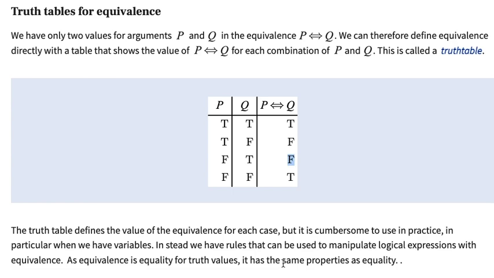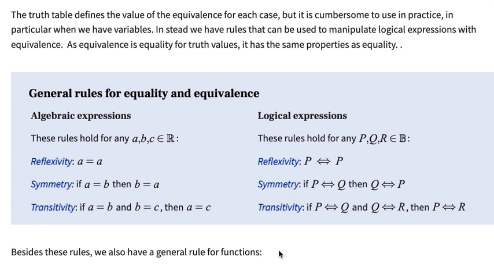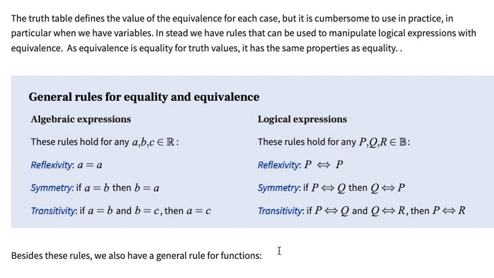Now the truth table does define the value of an equivalence for each possible combination, but it's cumbersome to use in practice, in particular if you have variables involved. So therefore, we often use basic algebraic rules to manipulate logical expressions with equivalence. As you can see here, the most important rules.